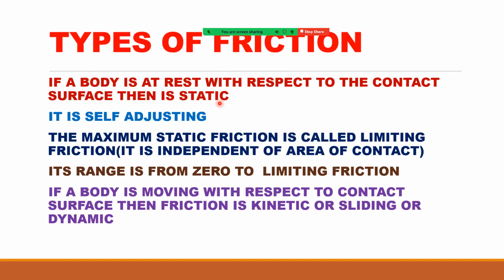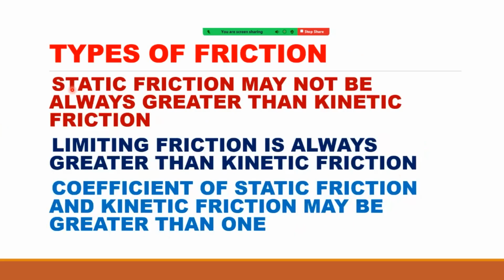If a body is at rest with respect to the contact surface, then friction is static. It is self-adjusting. And maximum static friction is called limiting friction. It is independent of area of contact. Its range is from 0 to limiting friction. If a body is moving with respect to the contact surface, then friction is kinetic or sliding or dynamic. Static friction may not always be greater than kinetic friction.